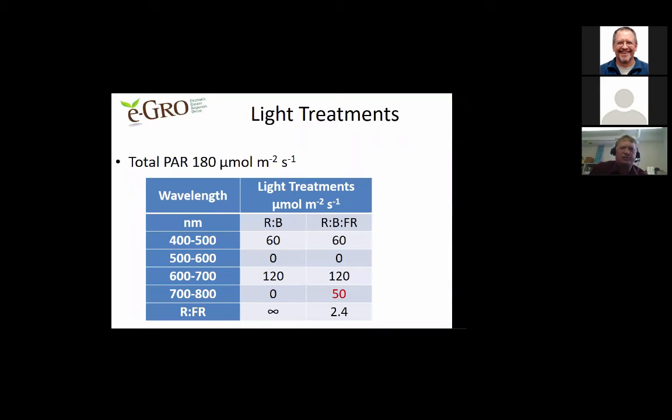And so the 2 lighting treatments that we had were, our control was a red-blue treatment. So 1/3 of our light was from blue light, 60 micromoles, and then 120 micromoles of light came from red light. And then our experimental treatment had that same background light, so we still had the same amounts of red and blue light, and thus the same amount of photosynthetically active radiation, 180 micromoles per meter squared per second. But then we added an additional 50 micromoles of light from far red light.